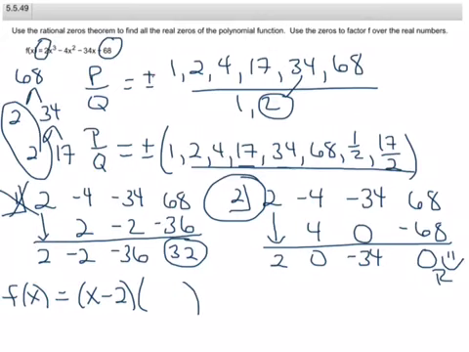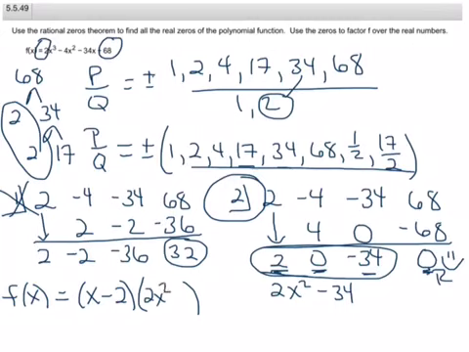I also know the leftover portion is given by this. Okay, so remember it goes remainder, constant term, negative 34. This would be 0x, but I'm not going to write that in, and this would be a 2x squared. So 2x squared minus 34. Now all I have to do is factor the 2x squared minus 34.